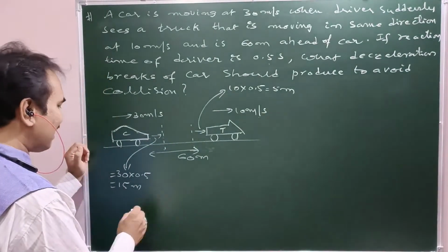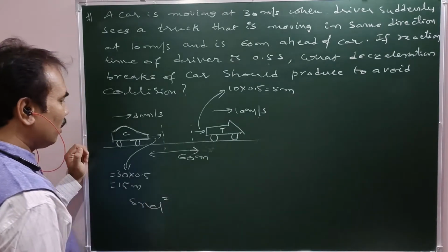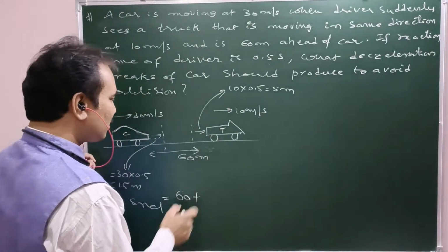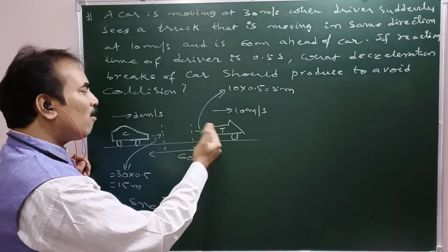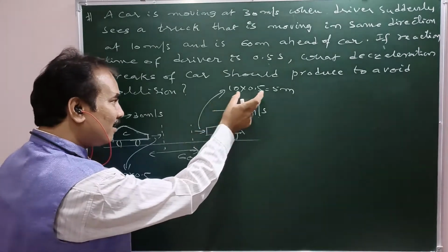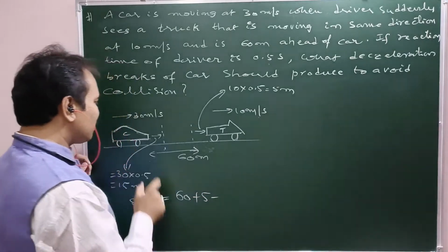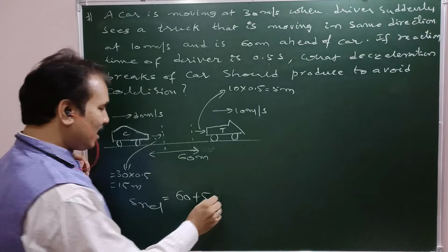Actual separation, S relative equal to, what is S relative? Initially 60, plus the distance moved forward by the truck, that is 5 meters. So 60 plus 5 minus the distance covered by the car, that is 15 meters.